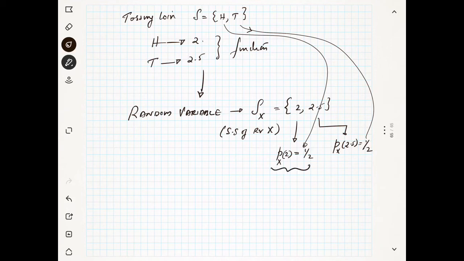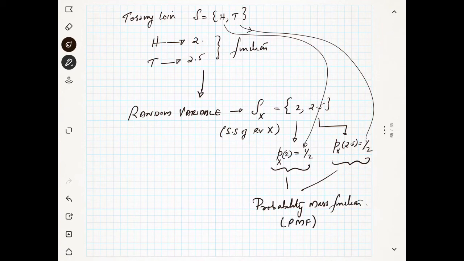You can see this is all the probability. So these are called the probability mass function. These are all the probability mass function, or PMF, of the random variable.